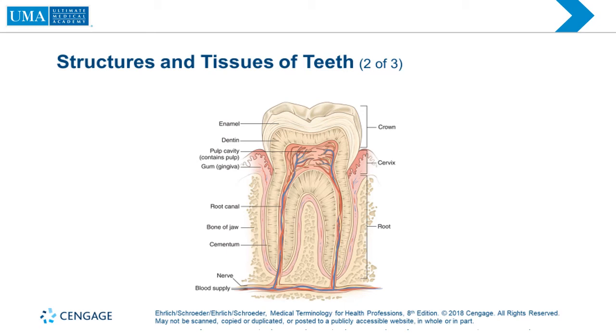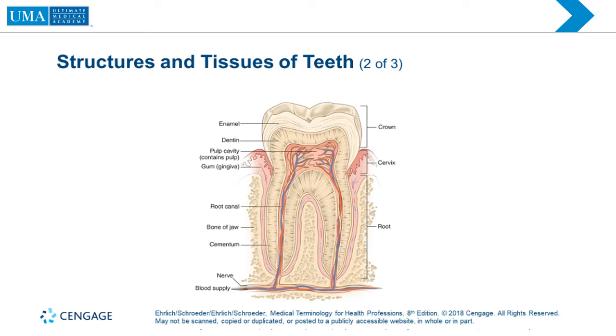We next have the cervix, and this is what we refer to as the neck of the tooth, and this is where the crown and the root meet or combine. Notice the inner portion of the tooth, which is called dentin, and dentin makes up the bulk of our tooth. This is the portion that's above the gum line, and it's covered with enamel also. The root area, however, is covered with cementum.